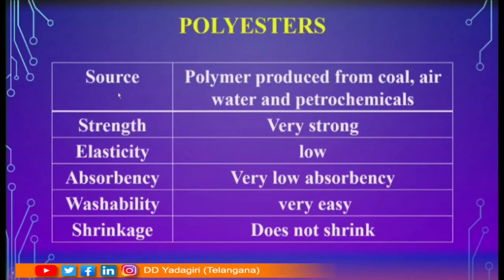Now, let us see the polyesters. Polyesters are produced from coal, air, water and petrochemicals. How are polyesters made? It is a polymer produced from coal, air, water and petrochemicals. We have seen what a petrochemical is in the last class.